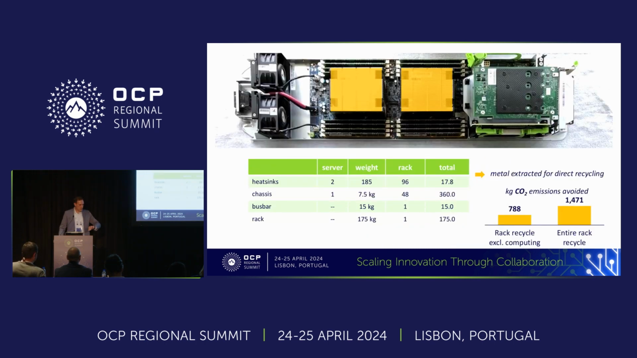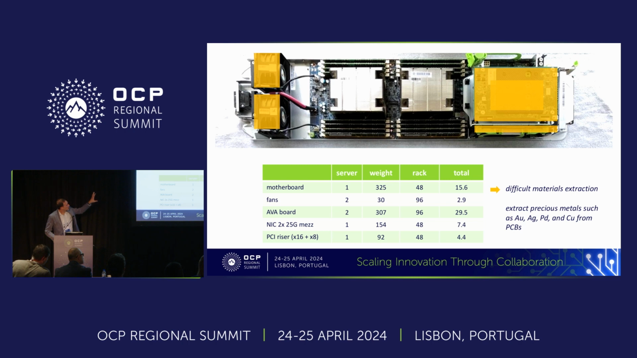Looking at other components: heat sinks, chassis, bus bar, rack. Yeah, you can extract the metal. If you just extract these components, excluding all the computing components, you're at a decent number, right? Versus extracting the whole rack. But just to put that in perspective, reuse is still the way to go in terms of being more sustainable.